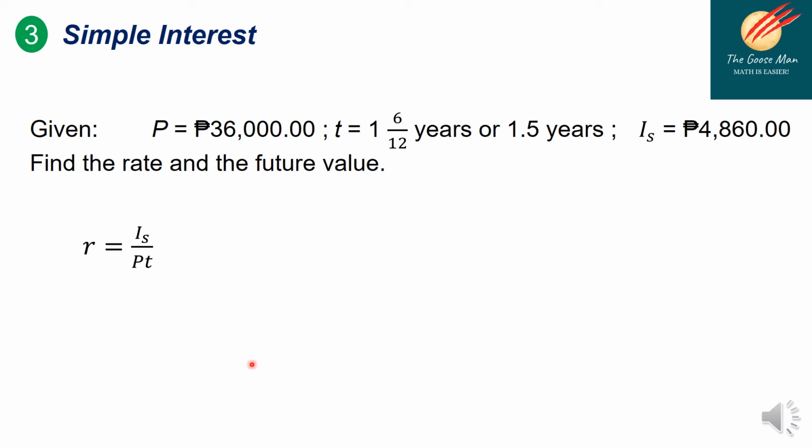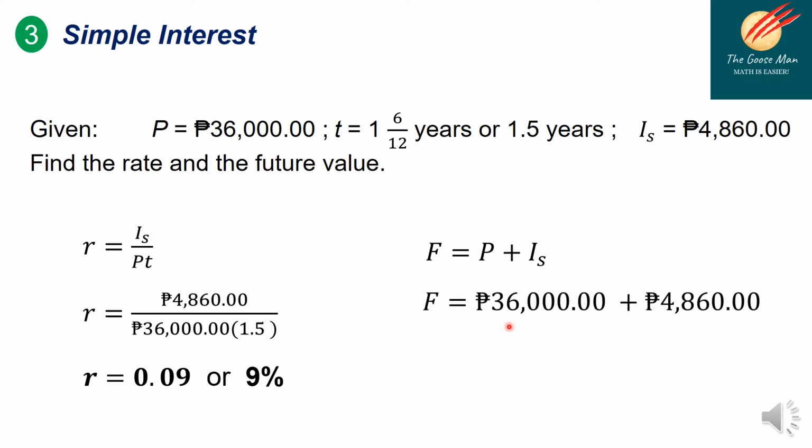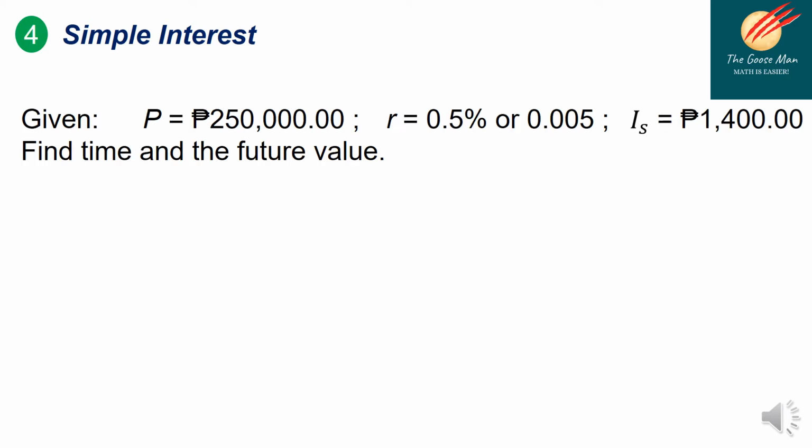So we have 4,860 divided by 36,000 pesos times 1.5. So the rate is equal to 9%, or that is equal to 0.09 in decimals. Next, to find the future value, this is equal to the present value plus the simple interest. So plug in. So we have 36,000 plus 4,860. So the future value is equal to 40,860 pesos. Let's move on to the next problem.